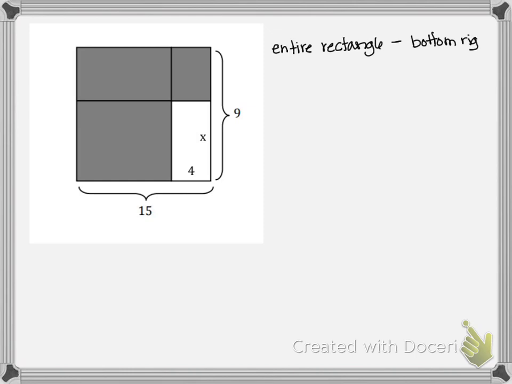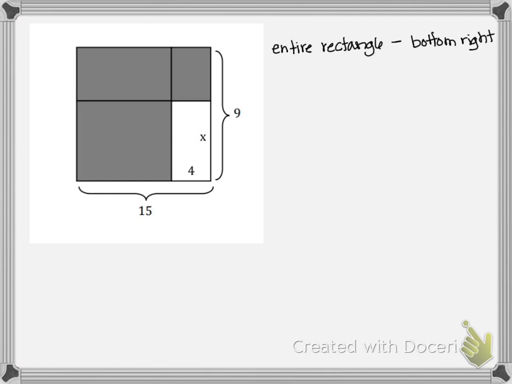And the way that you write these in words is totally up to you. I just try to write something that makes it really clear which part of the figure I'm actually talking about. Like if we were to say entire rectangle minus little rectangle, well, there's lots of little rectangles, right? So you could also say entire rectangle minus unshaded rectangle.